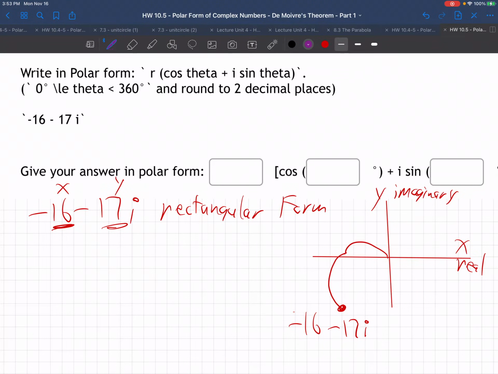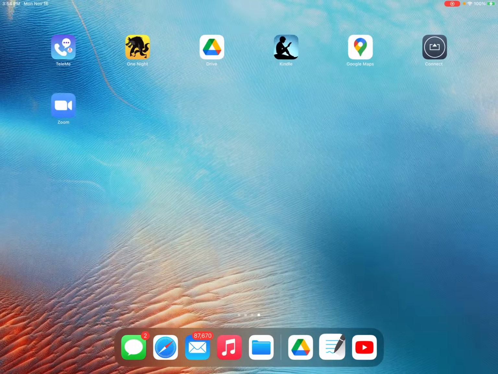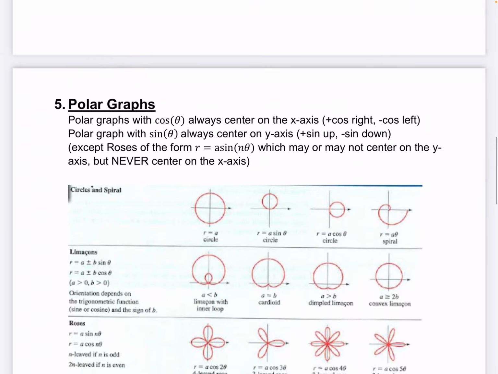So we want to change that to polar form. What's polar form? Well, you're going to have an r here, cosine of theta here, i sine of theta there. Same dot. We want this same location right here, this spot. We just want to give it in polar form instead of rectangular form. How do we do that? Well, it's exactly like changing coordinates. I'll go to the notes and show you.